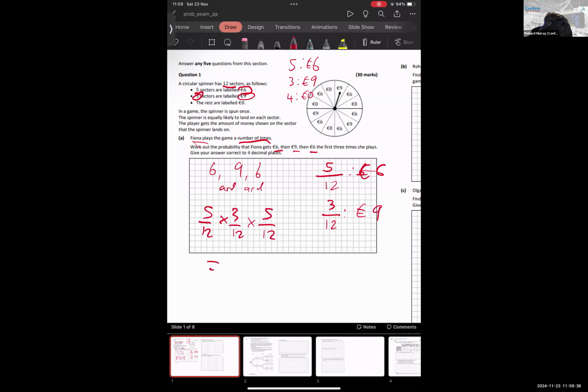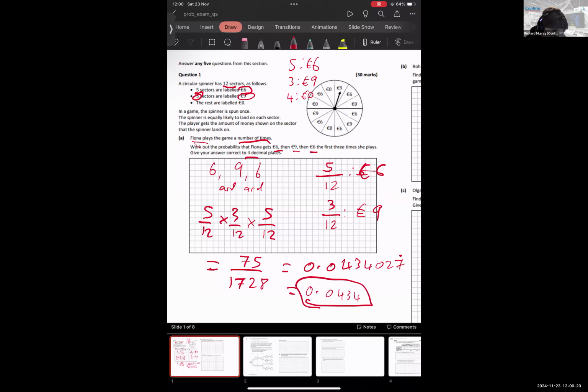This is them leading us into this question gently. So it's a nice easy start where we're applying our AND rules. So we're going to have 5 times 3 times 5, which is 75, over 12 times 12 times 12, which is 1728. This is not where they want us to stop. They've asked us to give it to 4 decimal places, so make sure that we're giving them what they've asked for. And this is going to be equal to 0.0434027 repeating. They've asked for 4 decimal places, so they get 4 decimal places.